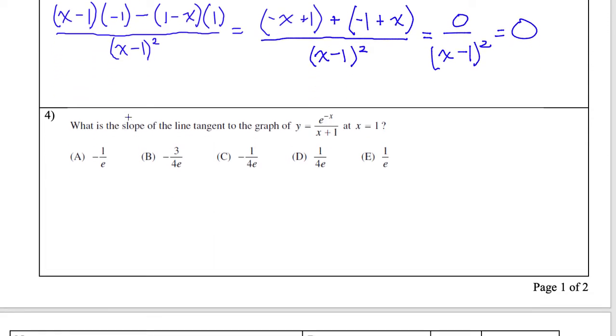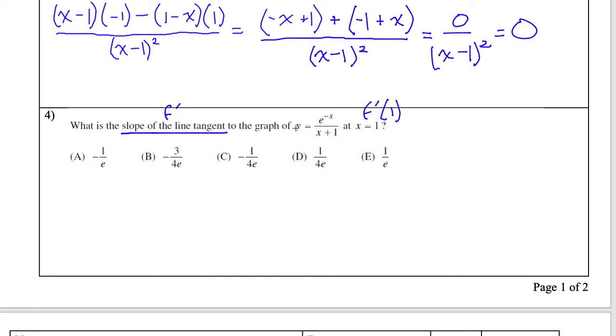Number 4, our final question for the front side for self-check 2.3. What is the slope of the tangent line to this graph at x equals 1? If you see these words, slope of the line tangent, automatically convert this to f prime. It's really looking for the derivative at x equals 1, so I'm really saying f prime of 1. That's what we're asking for.